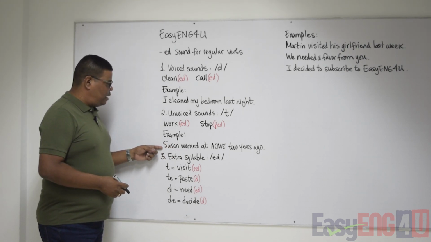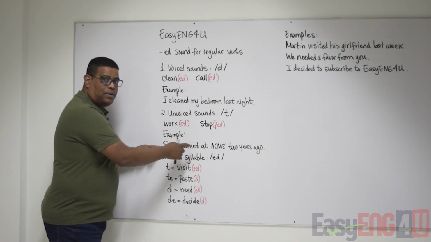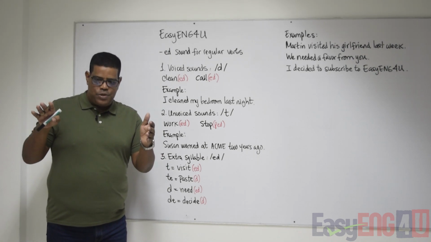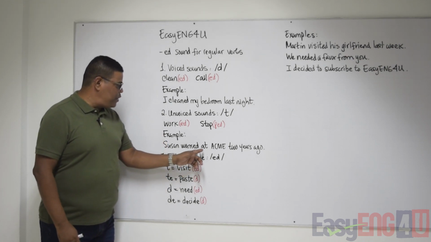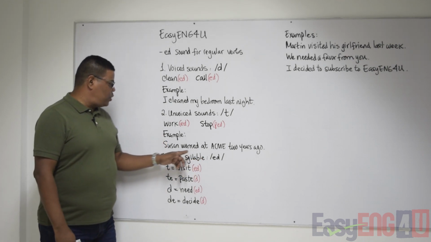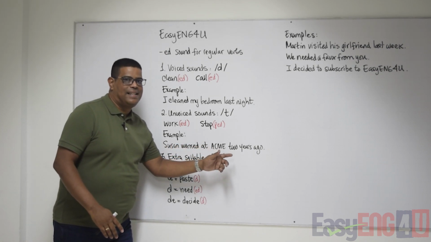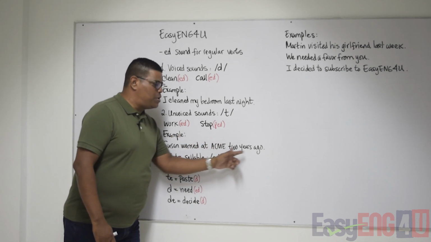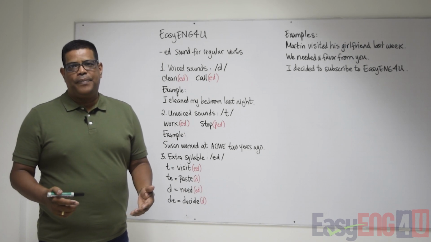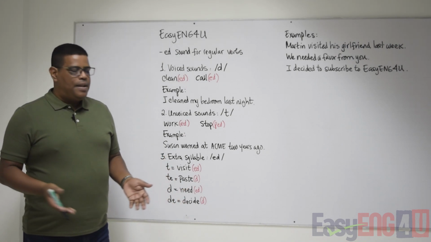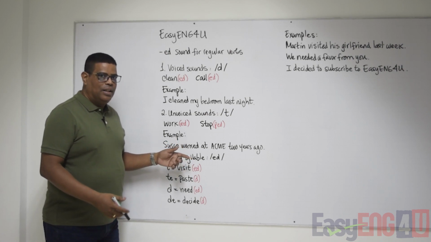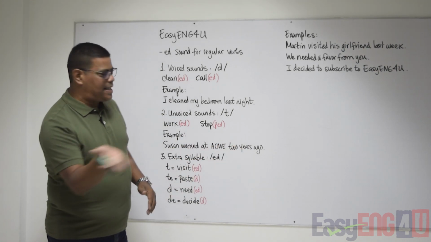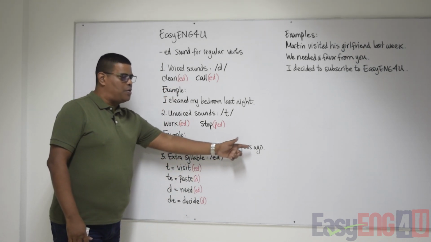This one right here. Remember, this ED sound is going to sound like a T. So what I'm going to do is blend the ED sound with the vowel sound that I have here. So it's going to sound something like this. Worked at, okay? Susan worked at Acme 2 years ago. That's how English speakers speak, okay? They don't say Susan worked and then say at Acme 2 years ago. Just one sound really quick. Susan worked at Acme 2 years ago.